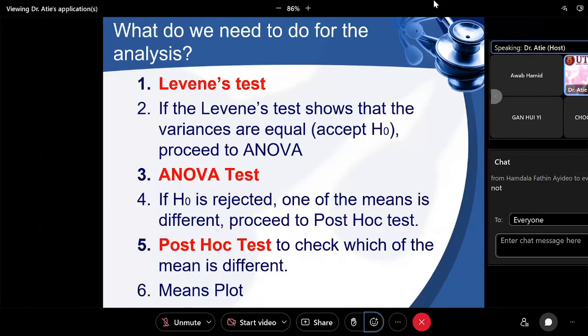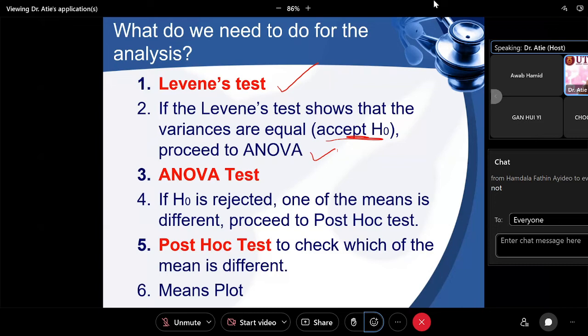Okay. So what do we need to do for the analysis? The first one, we need to do the Levene's test. The Levene's test is to check the equality of variances. If the Levene's test shows that the variances are equal, which is accept H naught, then we can proceed to ANOVA. If we reject H naught, it means that the variances are not equal, you need to stop, right? So this is in real life. But in exam, you have to continue also. Okay, in real life you need to stop. It means that you need to find some other way to analyze your data. Okay, that's the reality.